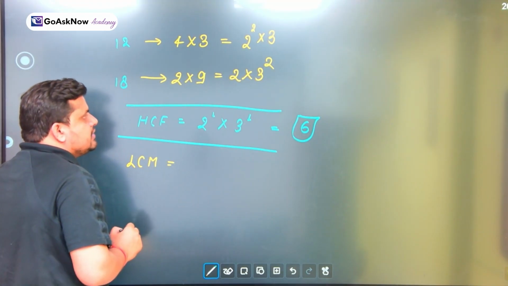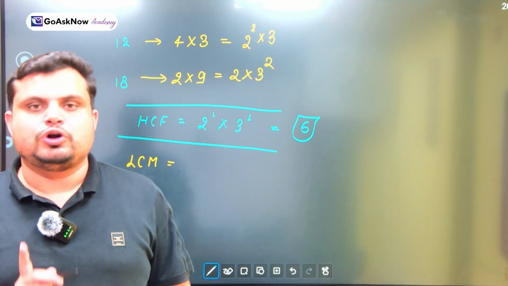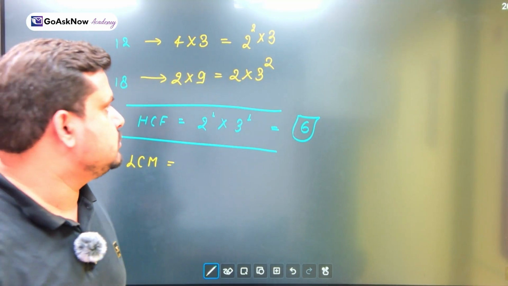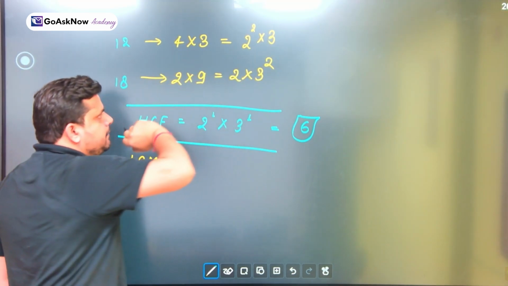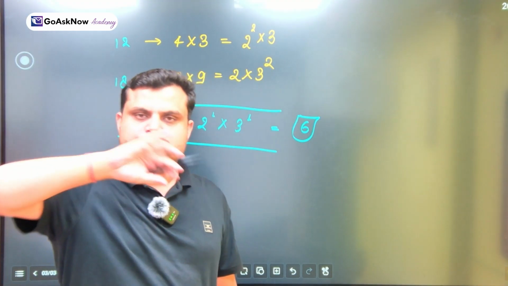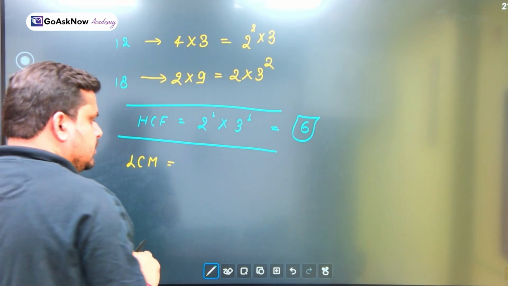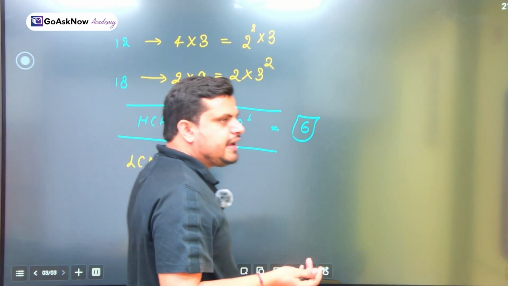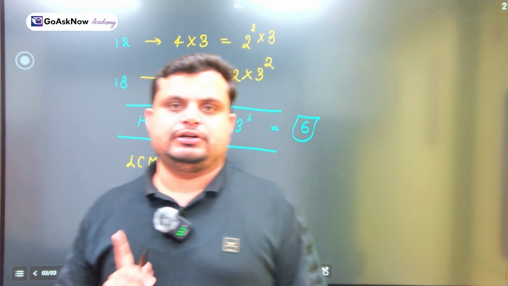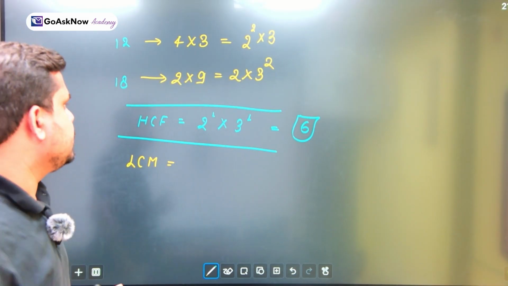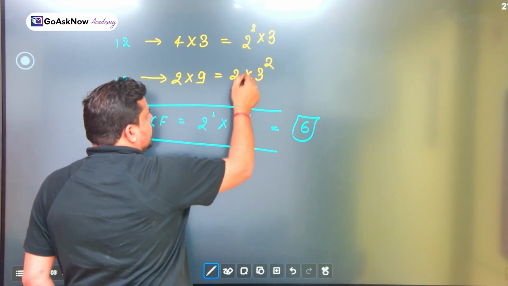for the LCM you have to include all the factors, not just the common factors. Here in 12 you have two factors, 2 and 3, and in 18 we have two factors, 2 and 3. Here it's just a coincidence that both factors are common. In some numbers, there can be factors which are not common, but you have to take all the factors. We will see some examples. So here we have 2 square into 3 and 2 into 3 square.